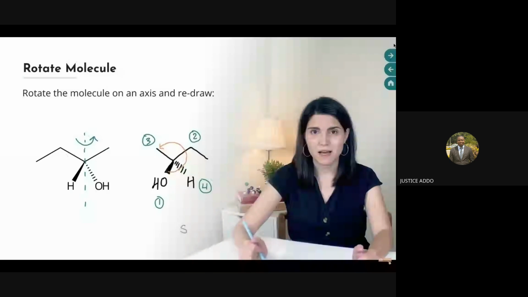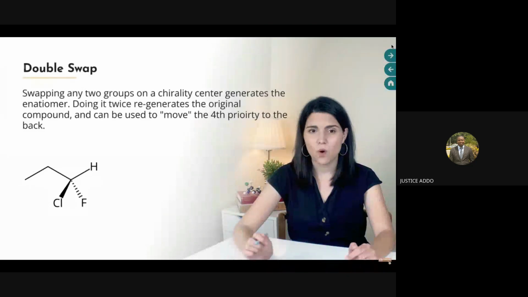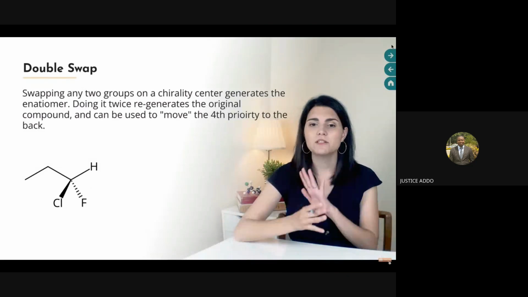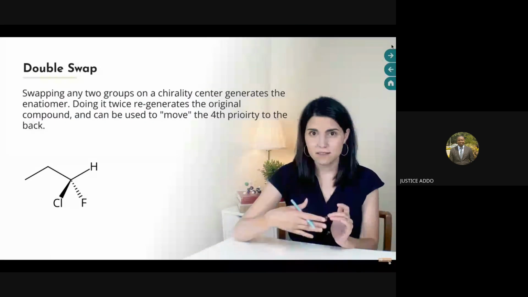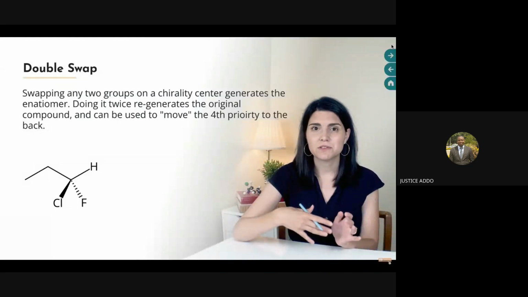Chirality center would have the S configuration. Another possibility is using the double swap trick. Because swapping two groups on a chirality center generates the enantiomer, doing a second swap will regenerate the original molecule.